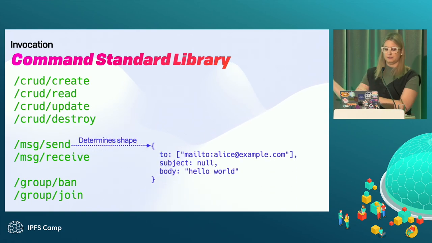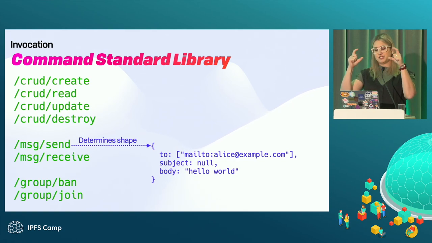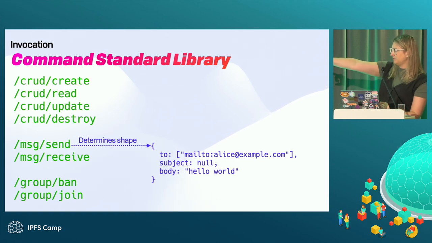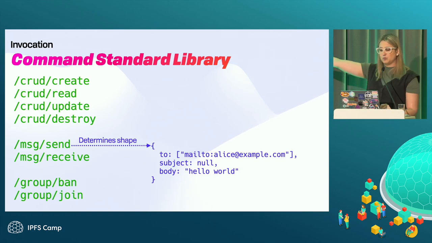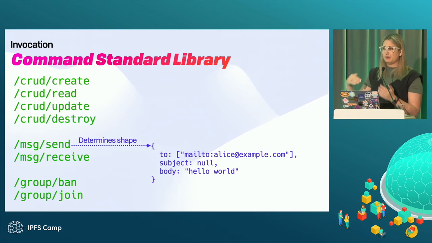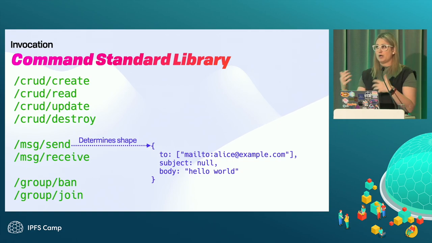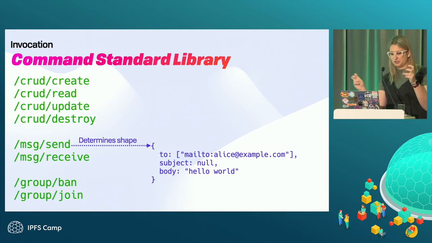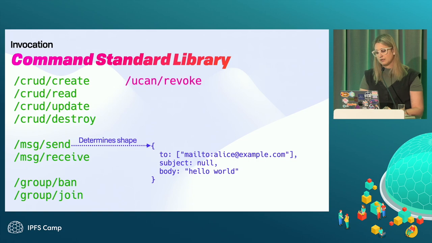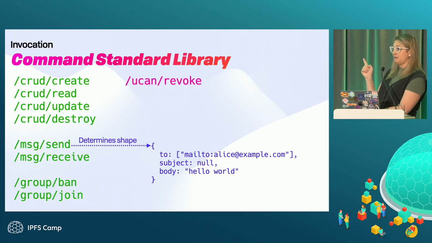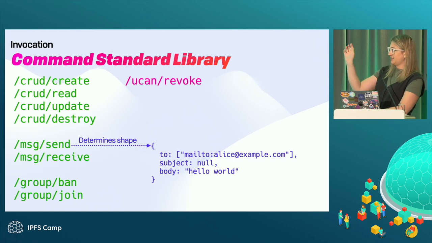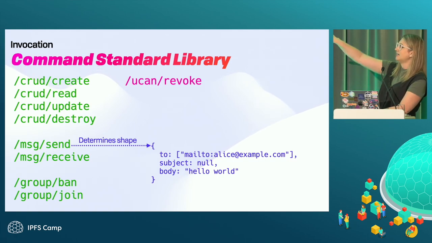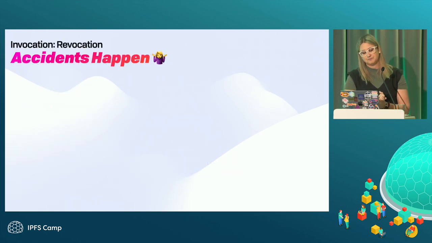And basically what these give you is a function name and a function signature. So message send has a to, subject, and a body. And receive won't have a body on it. So you now can at least do a little bit of validation of what am I allowed to put into my function call, my distributed function call. There's a special one, so we've reserved for first party things the UCAN namespace. So anything slash UCAN, you're not allowed to write. That's specifically for specs. And UCAN revoke is how we do revocation.